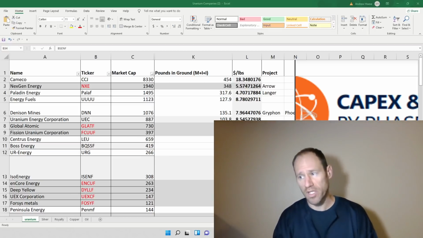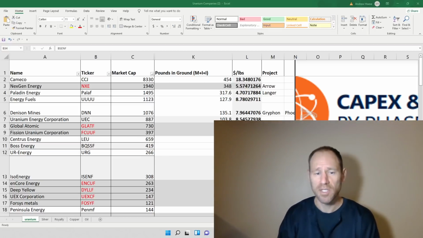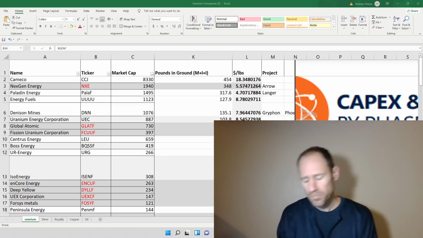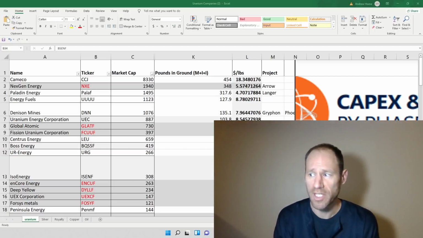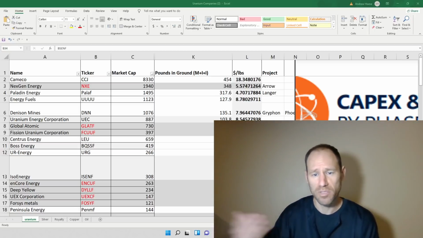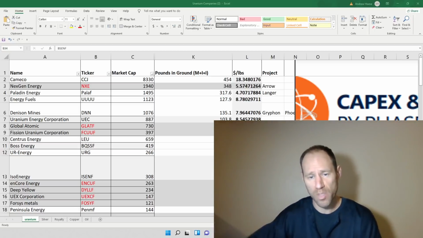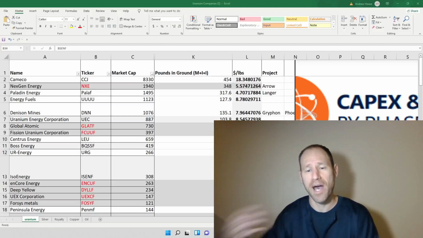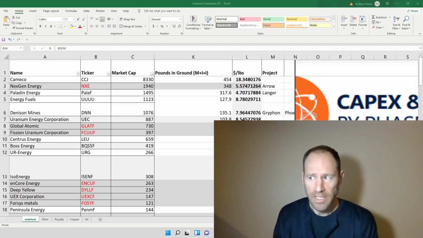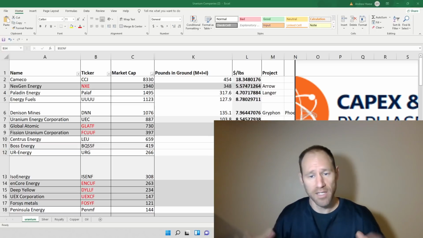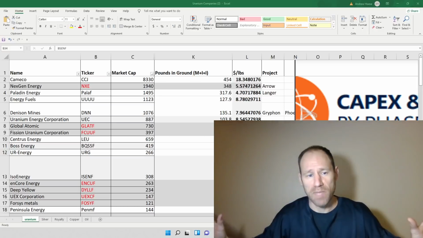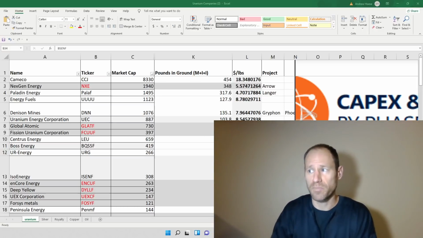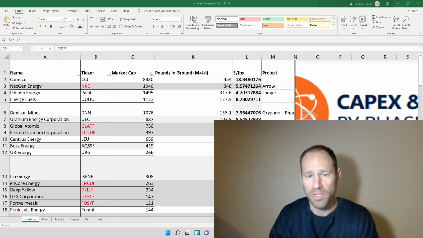So the ones that I've overweighted are the ones that I like the management teams, like a Bannerman, a Deep Yellow, an Encore Energy. They are very cheap in their dollars per pound. So they have a long valuation runway within their dollars per pound alone to move up on top of the uranium price moving with that as well. So those are the ones that I like. Again, they may not be the best ones. Maybe Denison Mines ends up being the best producer.